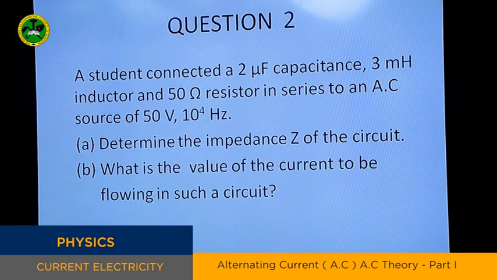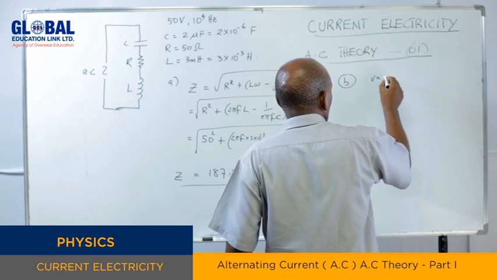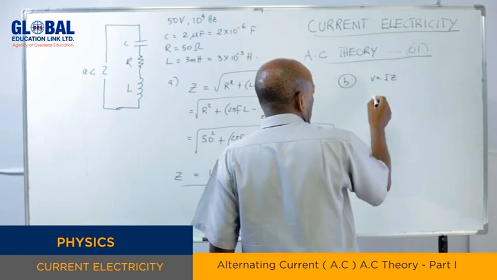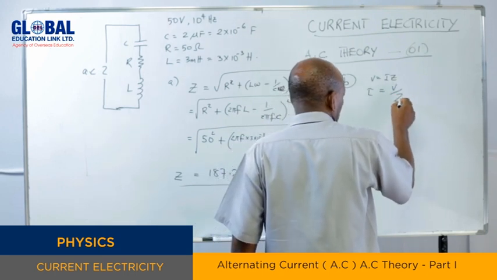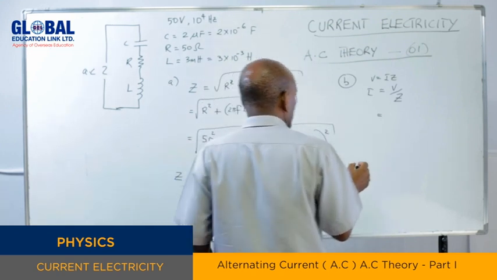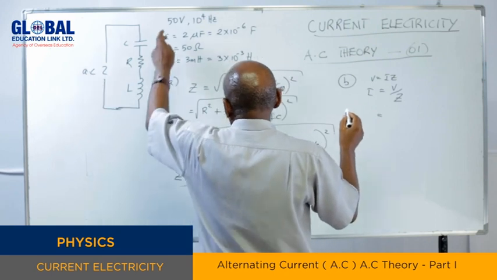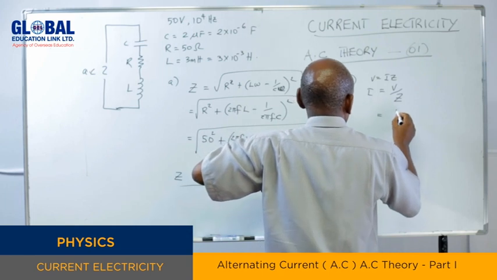Part B, what is the value of the current which will be flowing through the circuit? Now, having obtained the impedance, we all know from Ohm's law that V is equal to I times the impedance. So the current I will just be equal to the voltage divided by the impedance Z. The impedance has already been obtained, and the voltage of the AC source is 50 volts, and then you can just calculate.